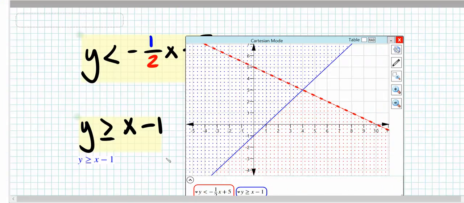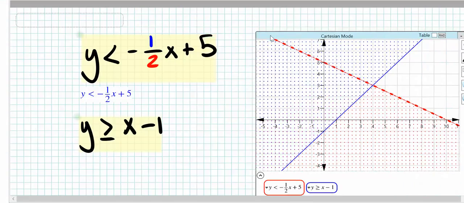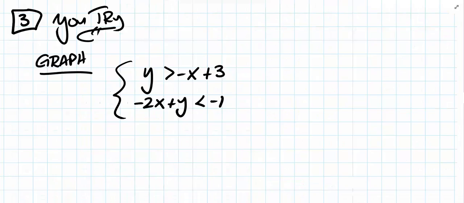Y is less than negative 1 over 2 x plus 5. And what was the other one you came up with? Y is greater than or equal to x minus 1. That is correct. Nicely done, buddy. Now graph that system by hand using your pencil, then check it on Desmos or your graphing calculator.